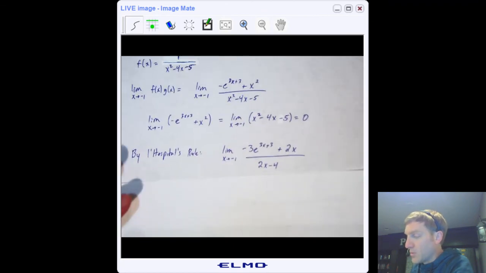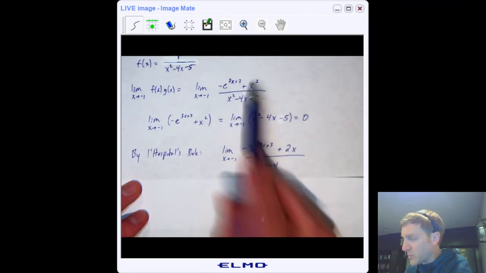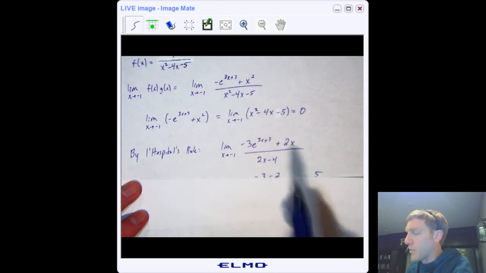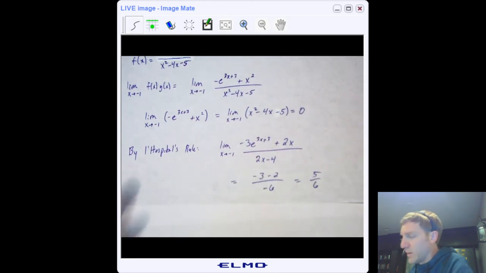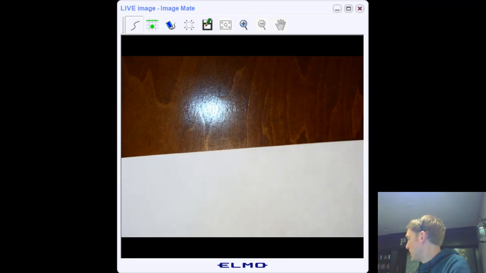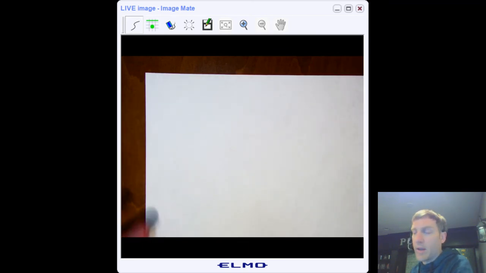So now, use L'Hopital's rule, take the derivative of the numerator, and we get this. Don't forget the chain rule, multiply by 3. Derivative of the denominator, we get this. And now I plug in negative 1 and I get negative 5 over negative 6, or 5 over 6. All right, so that is your free response question number 3 I gave you to work out.